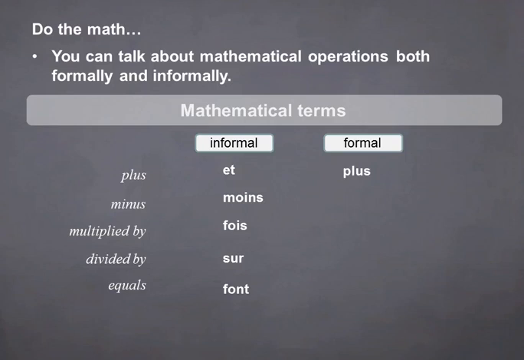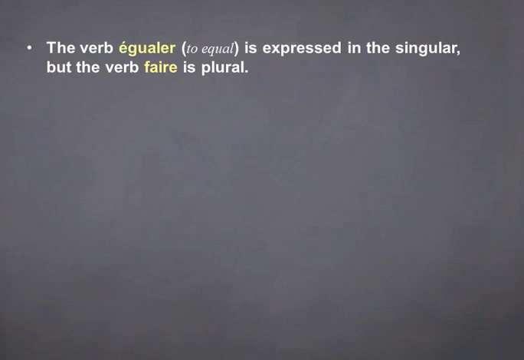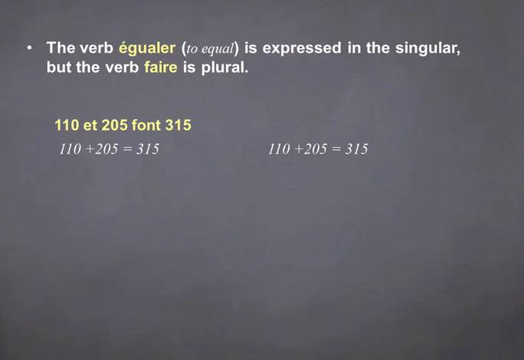The formal way, instead of saying et, you'd say plus; moins stays the same; multiplié par, divisé par, and then égale. This verb égaler, to equal, is expressed in the singular, but the verb faire, when we say font, is plural in our equations. You see how these are both the same equation? 110 et 205 font 315, or 110 plus 205 égale 315. It's singular.